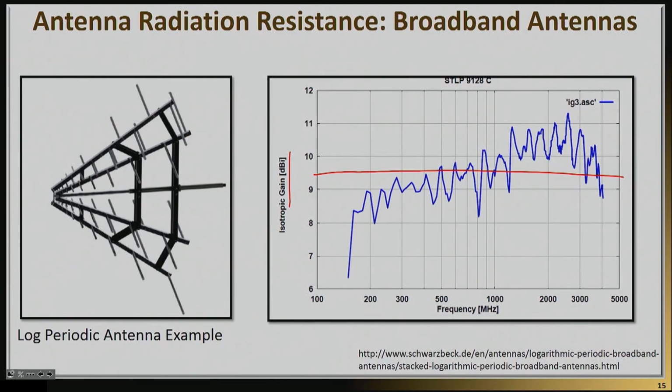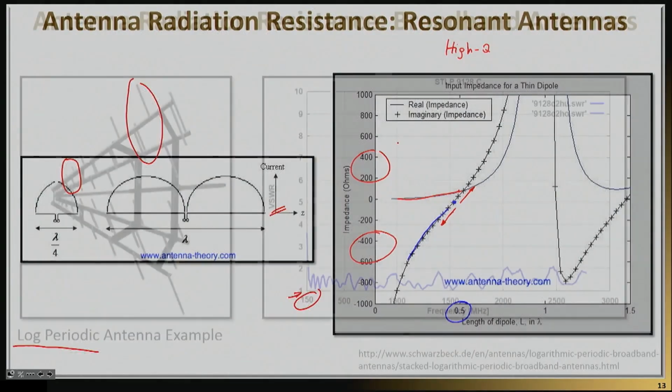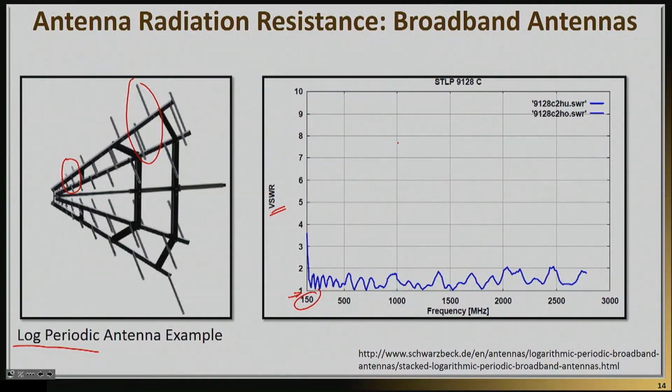So what I really want you to keep from this is essentially that the radiation resistance is proportional to the radiated power, and the fact that the impedance of the antenna might vary very widely versus frequency, like in the case of a dipole, or it may vary very smoothly versus frequency for a broadband antenna.